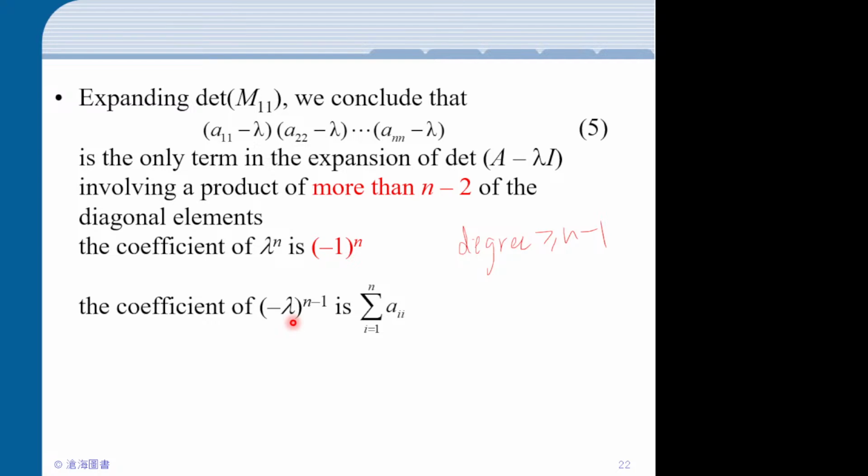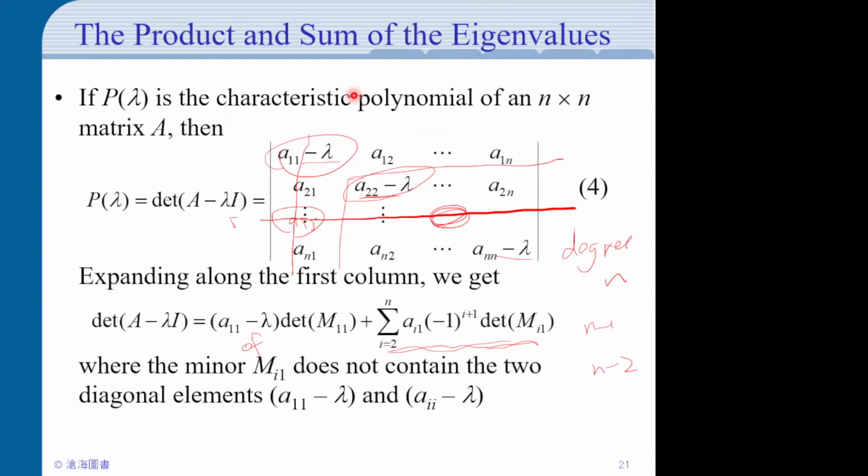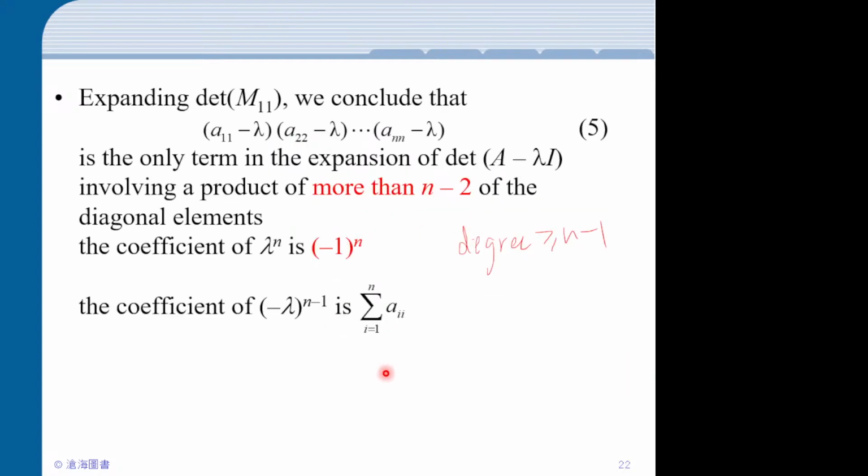Okay, so we write this in funny form. So we say the coefficient of the minus lambda to n minus 1: you pick n minus 1 lambda here, so it's a minus lambda to n minus 1, and then you can pick other a, and you need to sum them all together, so it's summation ai. Those a are, remember, the original diagonal elements of A. So you have sum ai.